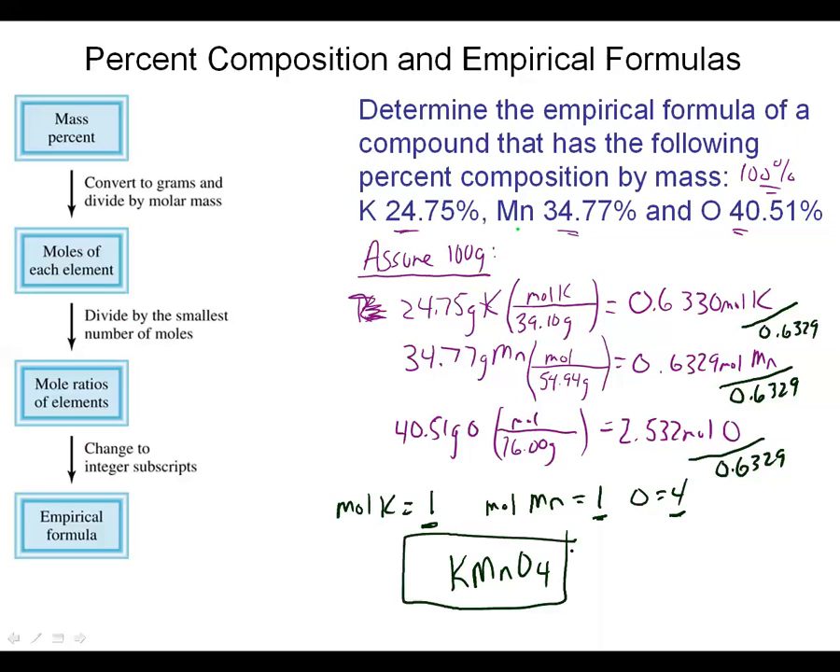Any question on those steps? So essentially, step 1, convert it into grams. Step 2, convert to moles. And step 3, divide by all the moles. Any questions on where any numbers came from, how we calculated any of that?